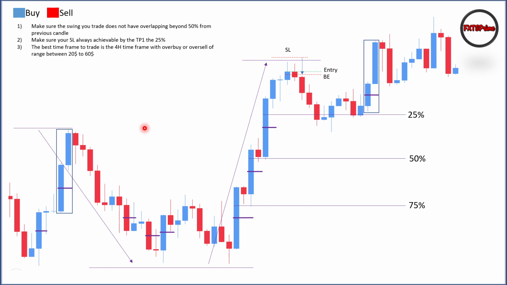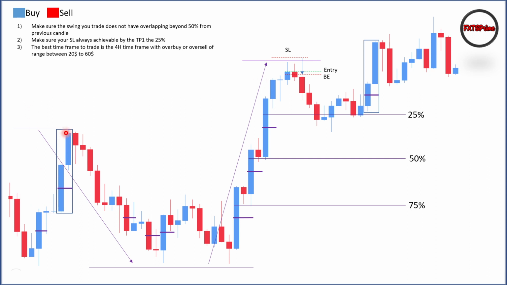Third thing, I want you to know that the best time frame to trade on gold is the 4-hour time frame, and the range for that time frame for oversold and overbuy is $20 to $60. When we say overbuy, this is overbuy, guys. This swing is overbuy here, starting from the breakout here until this area. Why is it overbuy? Because the range is $60 at maximum, and there is no overlapping between the candles which is crossing the 50%. So we call this overbuy, and this is how to identify overbuy.